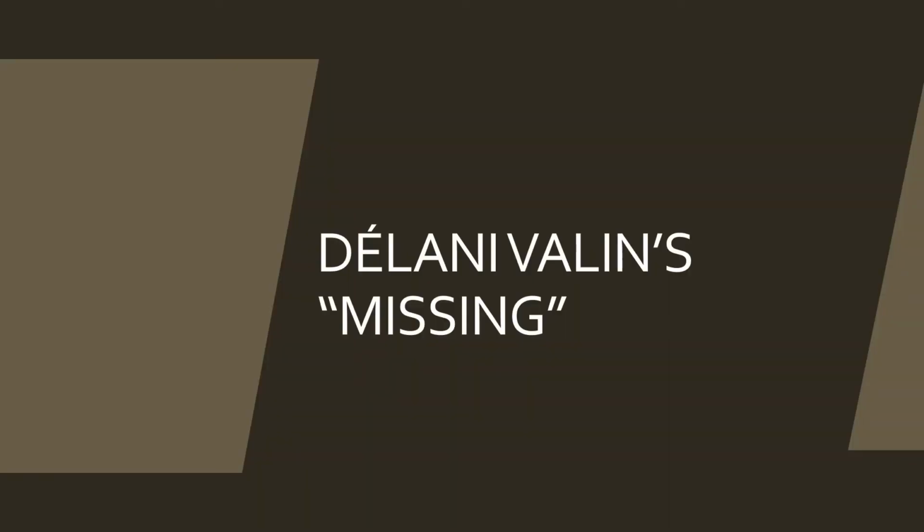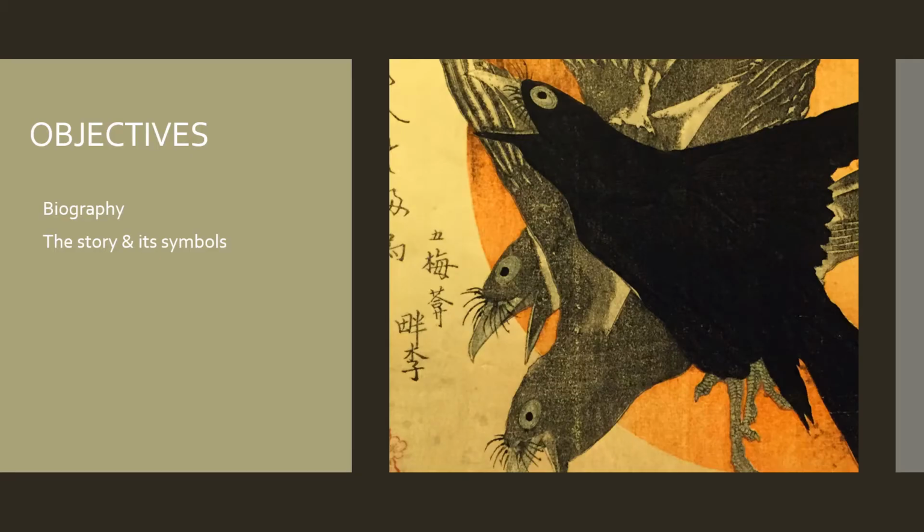I would like to talk about Delani Valin's Missing for the second part of this lecture. So the objectives here are just very simple. I just want to go over a brief biography, look at the story and its symbols.